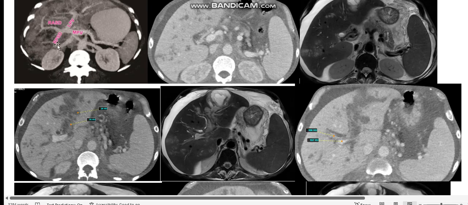The vertical and downwards branch is the right posterior portal vein. This is the horizontal branch. If you see a vertical and downward branch coming through it, this is the right posterior portal vein. This is the right posterior portal vein. Okay, the right posterior portal vein is not enhancing.